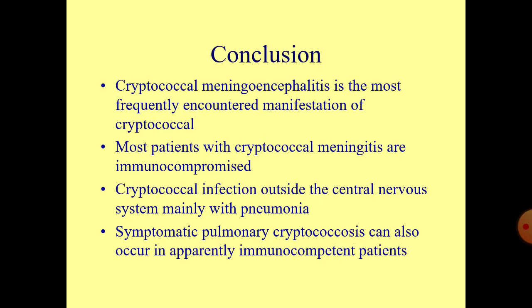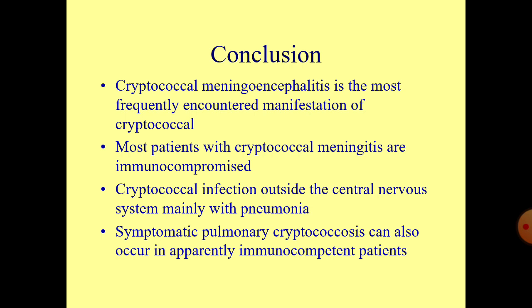Before we proceed to the conclusion, the treatment of these patients: the main treatment of a patient with cryptococcal infection is amphotericin combined with flucytosine as an induction treatment. This is followed by consolidation with fluconazole, and sometimes we continue this treatment with fluconazole as long as the patient is immune compromised, like a patient with HIV.